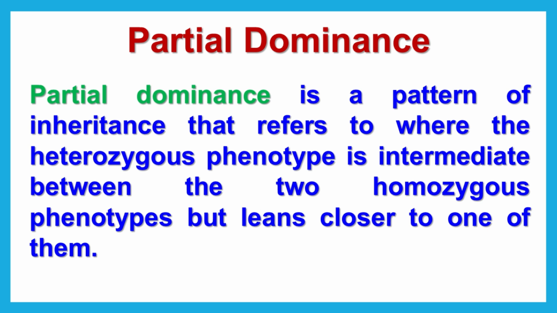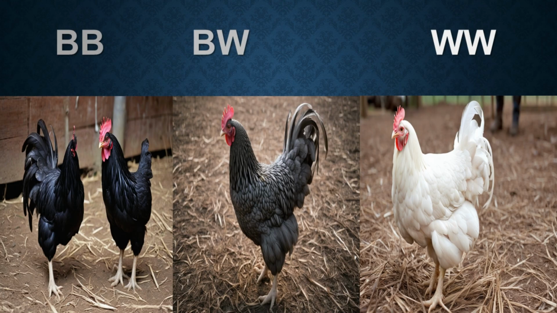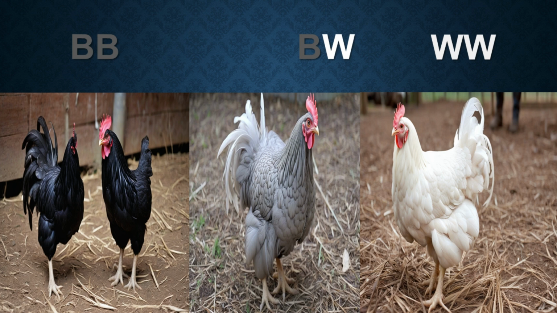Now, partial dominance is often used by mistake with incomplete dominance, but this pattern of inheritance refers to where the heterozygous phenotype is intermediate between the two homozygous phenotypes, but not exactly in the middle, but leans closer to one of them. This occurs when one allele is not completely dominant over the other, but still has a slightly stronger influence on the phenotype. For example, in some breeds of chickens, the allele for black feathers big B and the allele for white feathers big W show partial dominance. A heterozygous bird BW might have gray feathers but with a slight tendency towards either a darker or lighter shade depending on the degree of dominance.